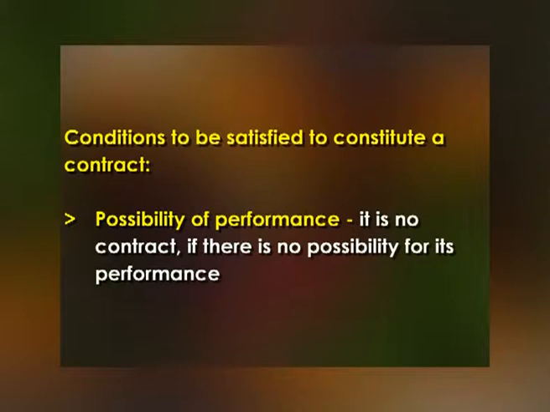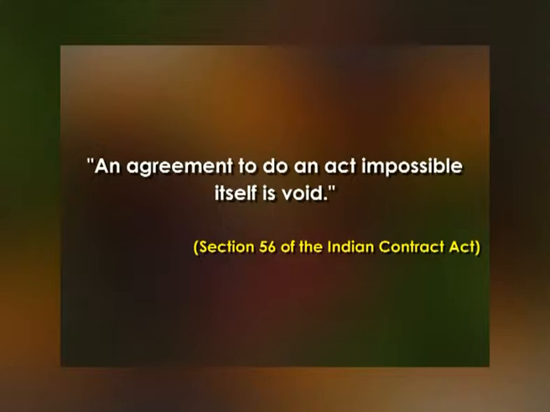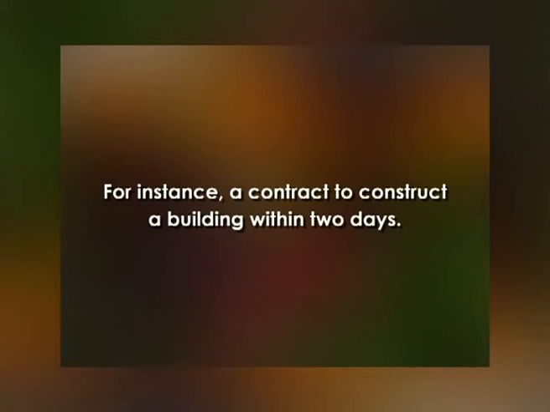Ninth is the possibility of performance. It is no contract if there is no possibility for its performance. According to Section 56 of the Indian Contract Act, an agreement to do an act impossible itself is void. For instance, a contract to construct a building within 2 days.